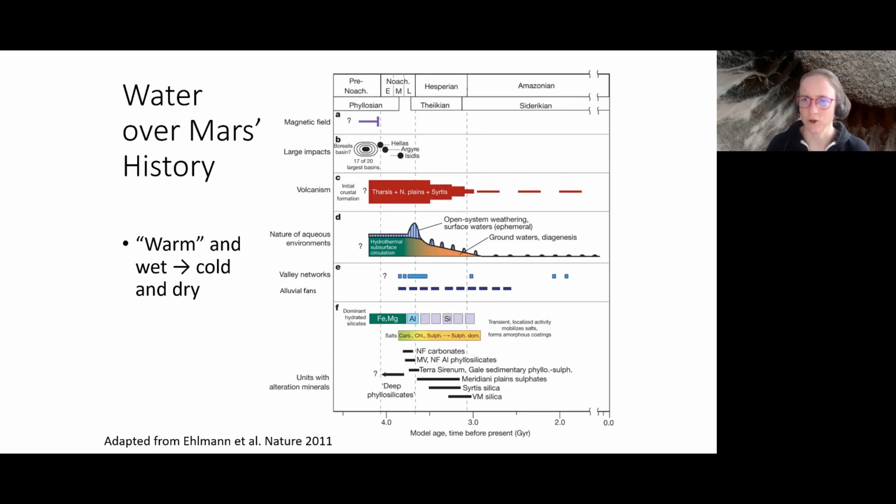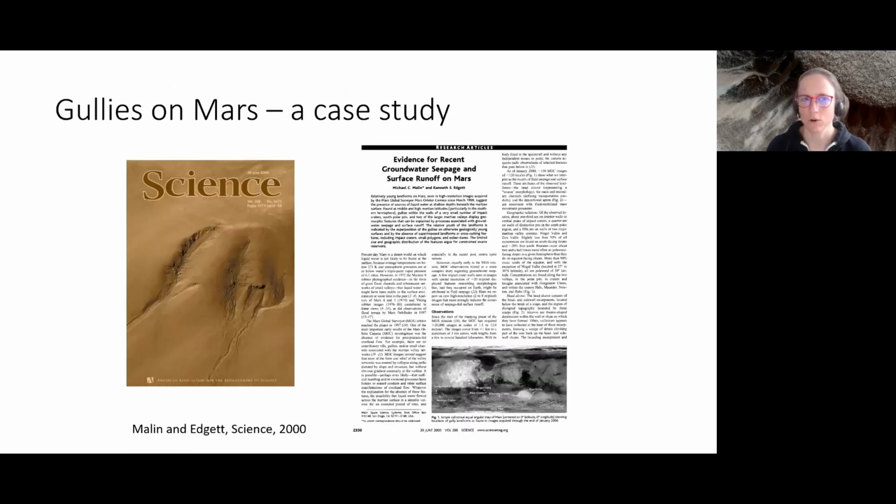So I'm going to take you through a little story which has been my journey as well through part of my academic career, and that is to talk about these features that are called gullies on Mars. These were first discovered in Mars orbital camera images on NASA's Mars Global Surveyor, and reported in Science in the year 2000.